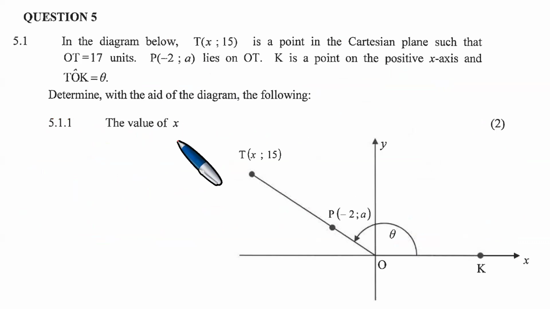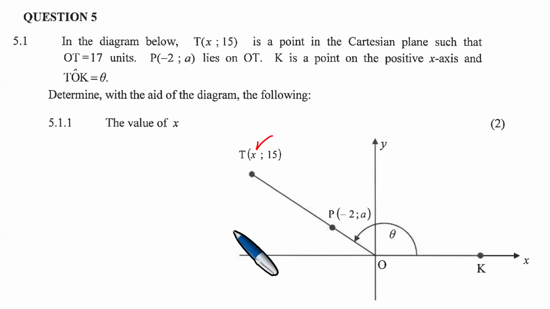In the diagram below, you have T with the coordinates (x, 15), and T is a point in the Cartesian plane such that OT is 17 units. P with the coordinates (-2, a) lies on OT. K is a point on the positive x-axis, and angle TOK is theta. Determine, with the aid of the diagram, the value of x. We want to find the value of x.